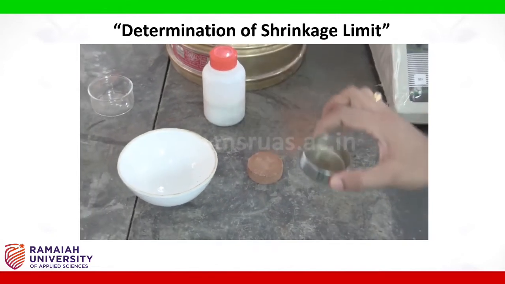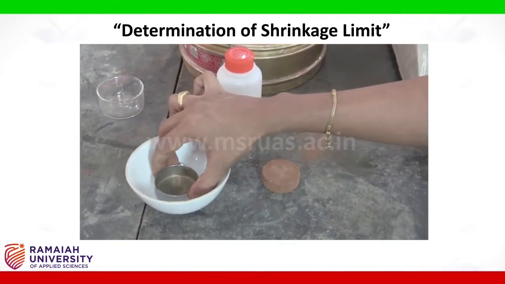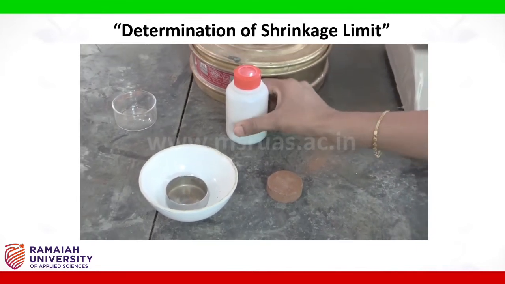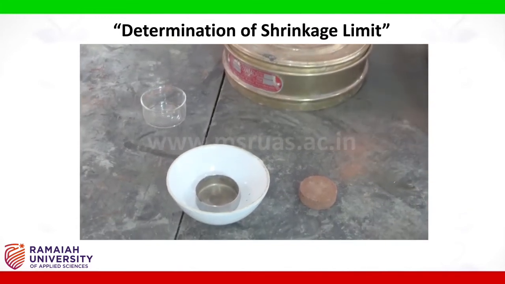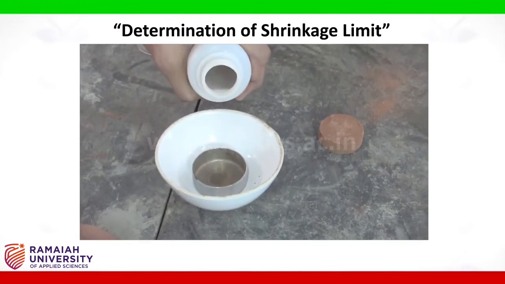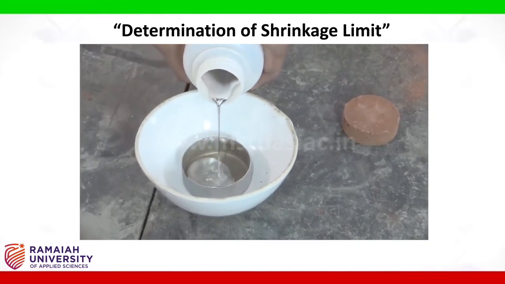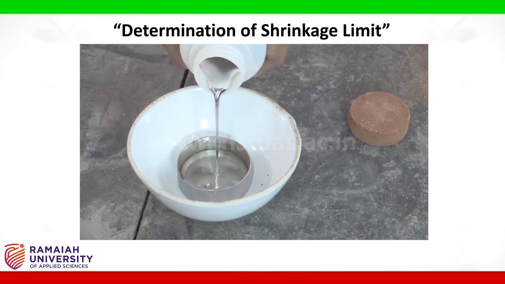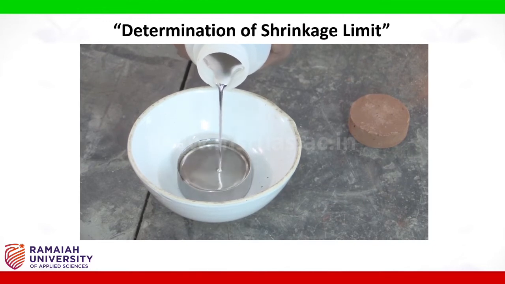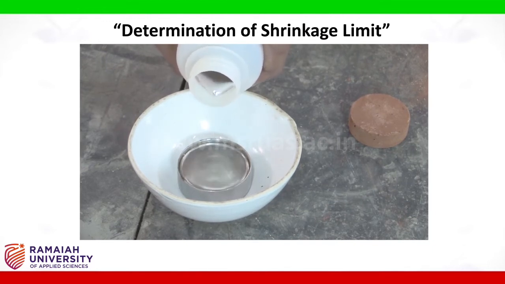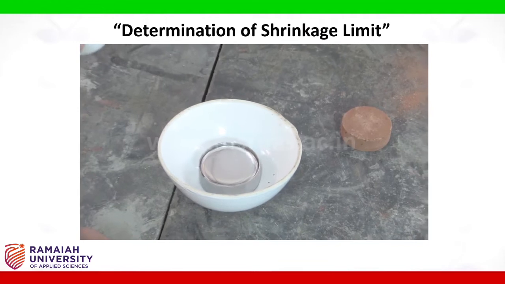For this we are going to use mercury. Now place this shrinkage dish on this porcelain dish carefully and then pour the mercury into this shrinkage dish such that it just fills that shrinkage dish. Pour it slowly and carefully. Fill it till the brim of the shrinkage dish.